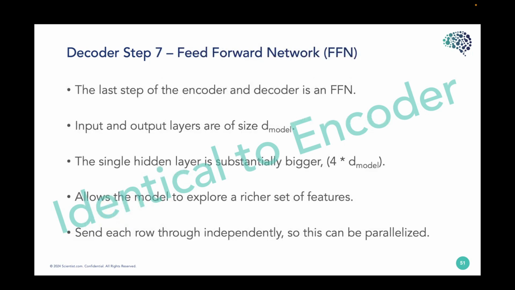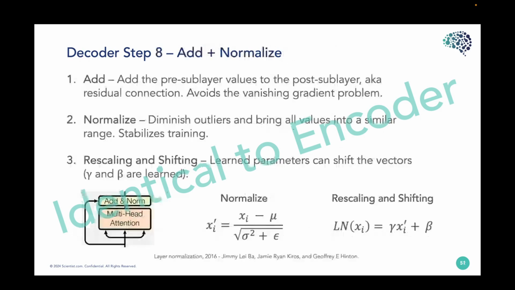The resulting matrix is going to go through yet another feed-forward network. This is your decoder feed-forward network. It's the same exact thing as on the encoder. Input layer of D model, hidden layer of 4x D model, output layer of D model, giving the decoder another chance to learn how to move these vectors to a new place in meaning space. And then you're going to add and normalize again. Keep smoothing it out. Just every step of the way, you want to smooth this out. You don't want any extreme changes.